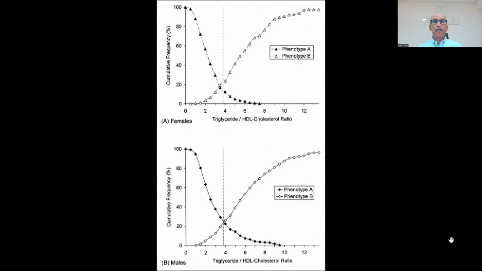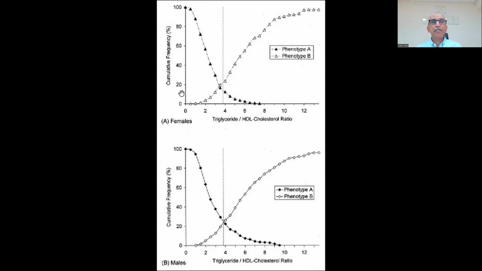Now let's look at this chart. This is for my friend who asked me the question: if the advanced lipid panel is not available in countries like India or other Asian countries or countries like Pakistan, what do I do? So look at this curve, and let me explain what this curve is.